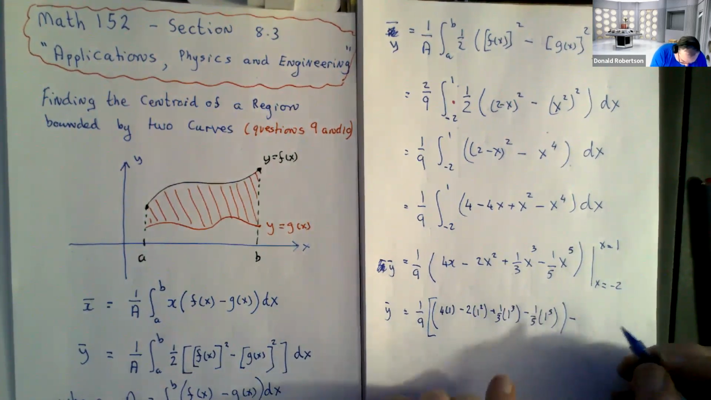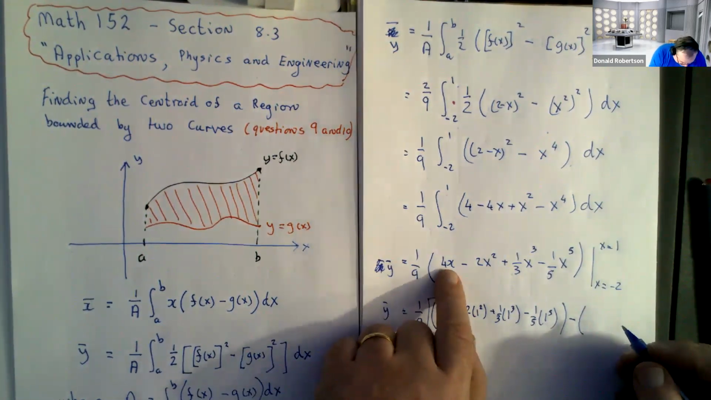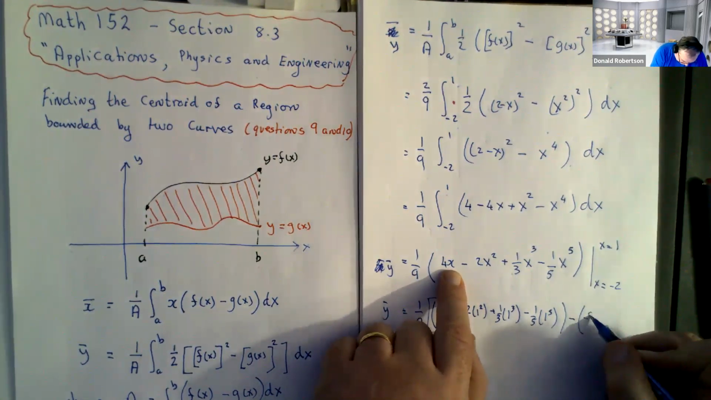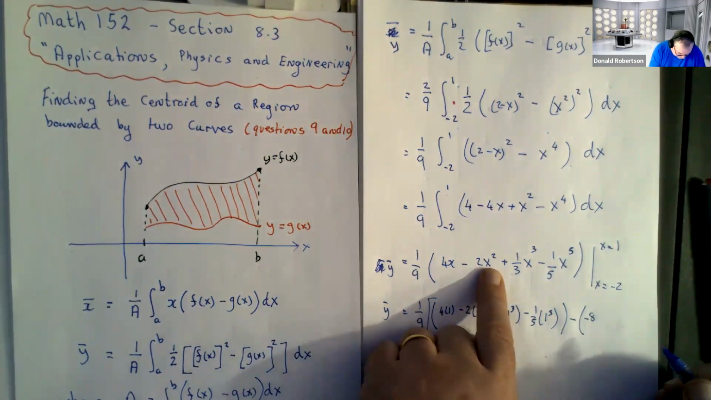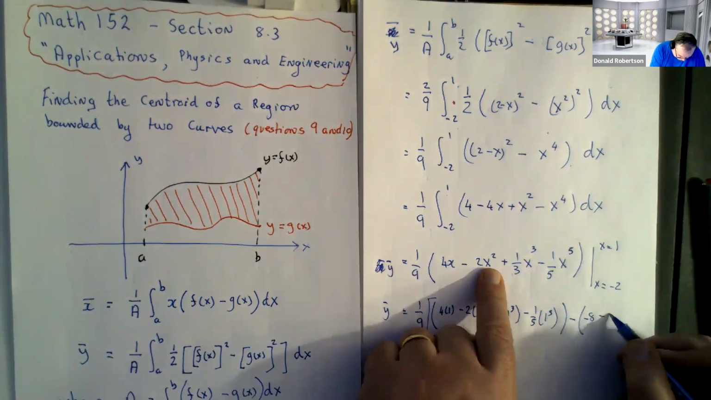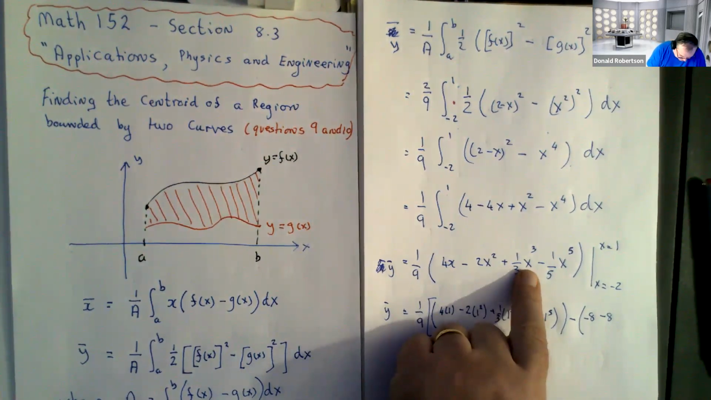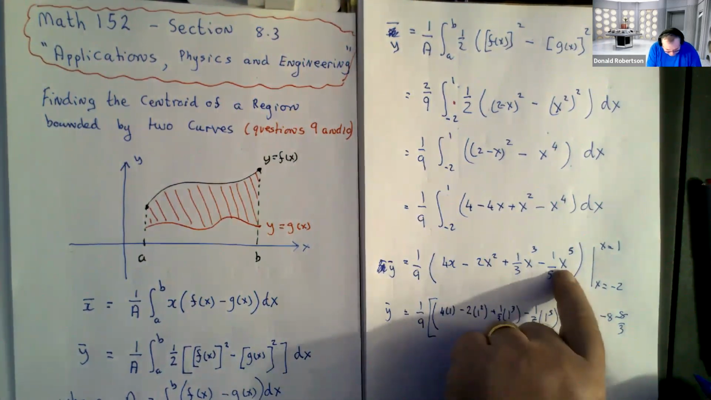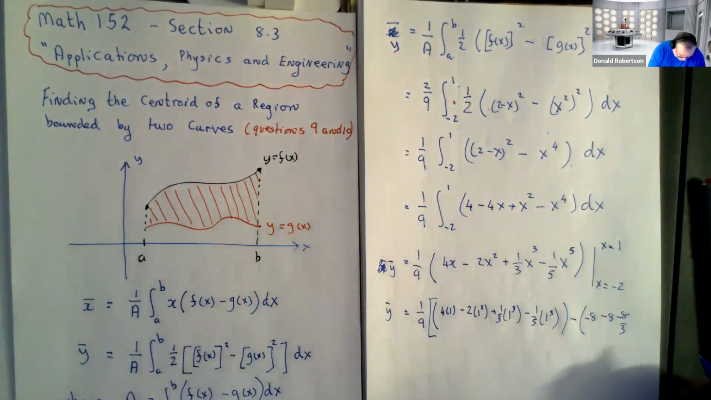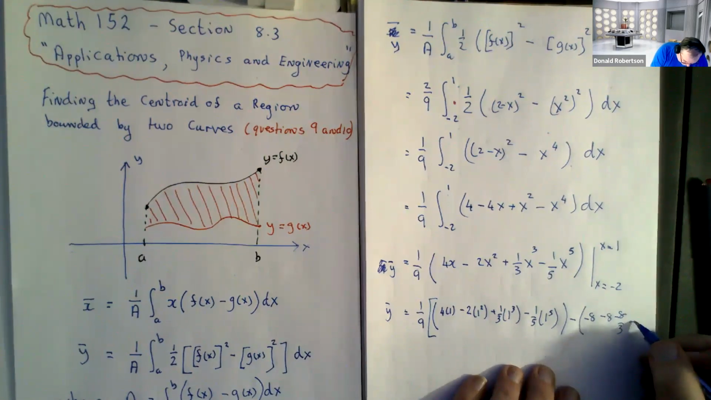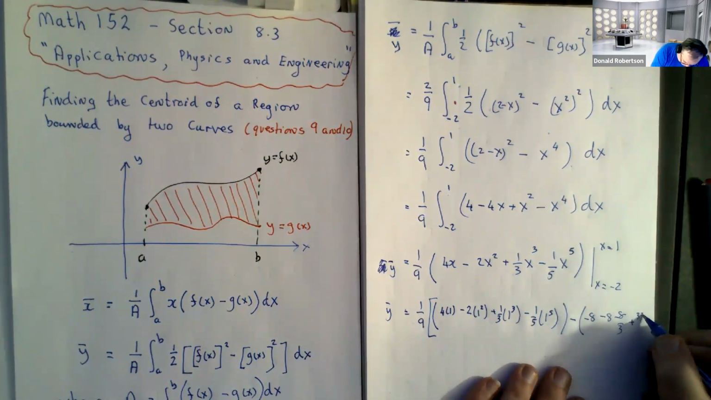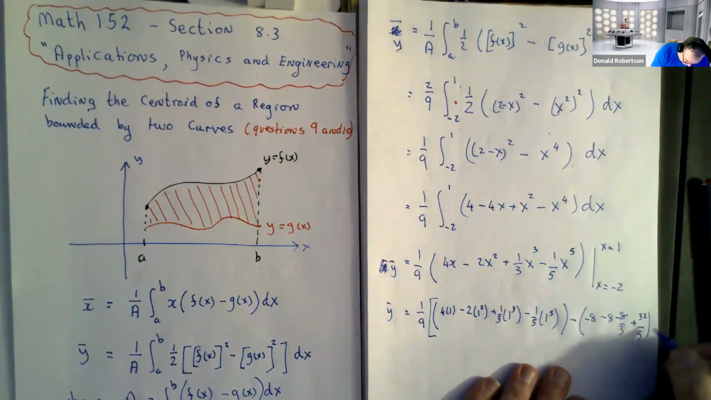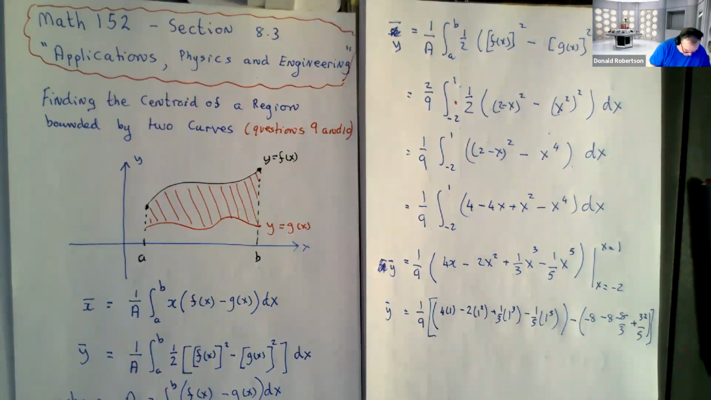Then subtract. 4 times -2 is -8. -2 squared is 4, so you get -8. That's -8/3. And that's 2, 4, 8, 16, 32, also negative, so that becomes plus, so 32 fifths. And I had to do that so I could get enough room to put it.